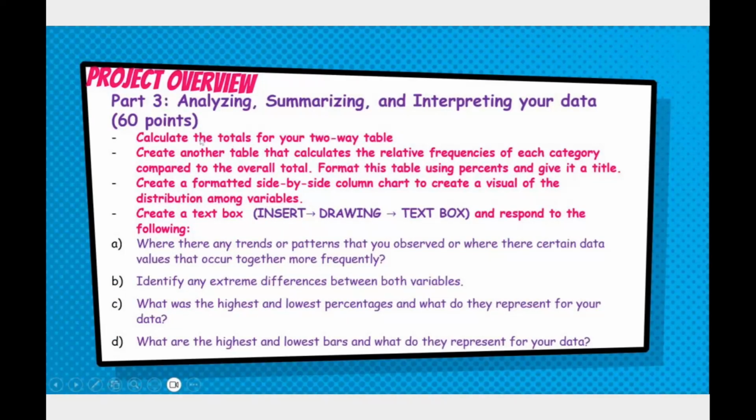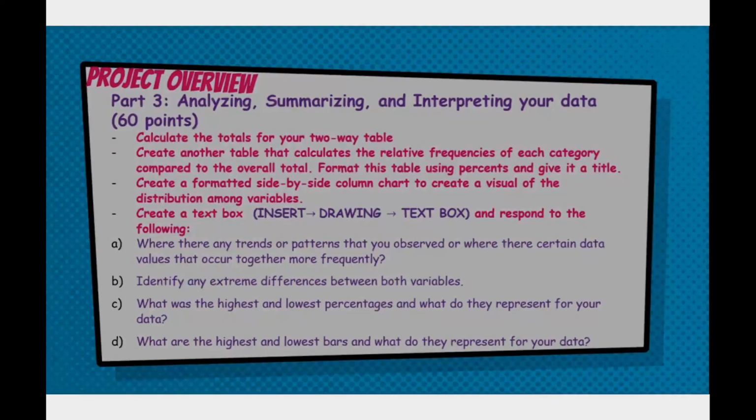30 points. And then part three, there's a lot more to this, which is why it's worth 60. This is the analyzing, summarizing, and interpreting your data. Some of this stuff we're going to be adding on to part two, like calculating the totals for your two-way table. That's really part two. I'm adding these so we can have something to actually analyze a little easier with the totals. Create another table that calculates your relative frequencies for each category. That's like what we just got done doing, I think yesterday, to compare the overall totals. Format this table using percents and give it a title. Create a formatted side-by-side column chart to create a visual of the distribution among variables. So that's what we got done doing, I think, today already.